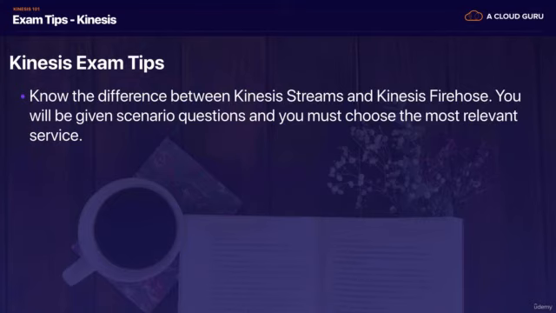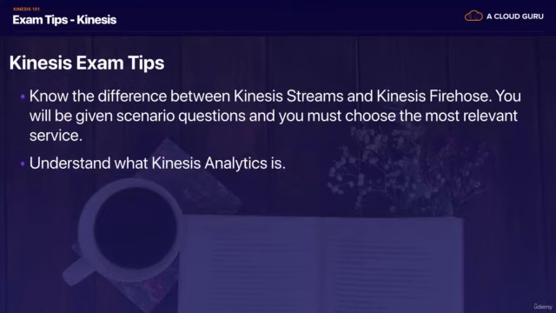If you don't care about data persistence and you want to analyze it on the fly automatically using Lambda, then you're going to be using Kinesis Firehose. And then, of course, if you want to analyze your data inside Kinesis, you can use Kinesis Analytics. And Kinesis Analytics analyzes the data inside both Kinesis Streams and Kinesis Firehose.